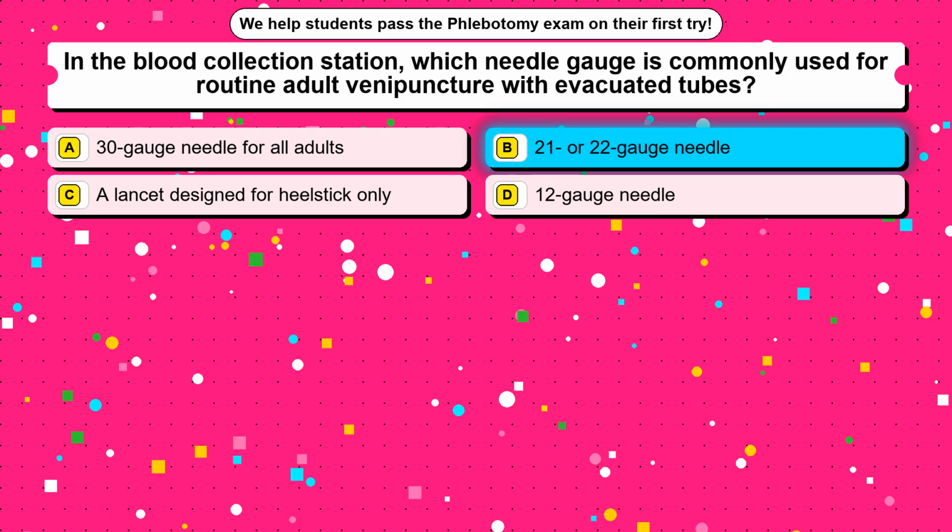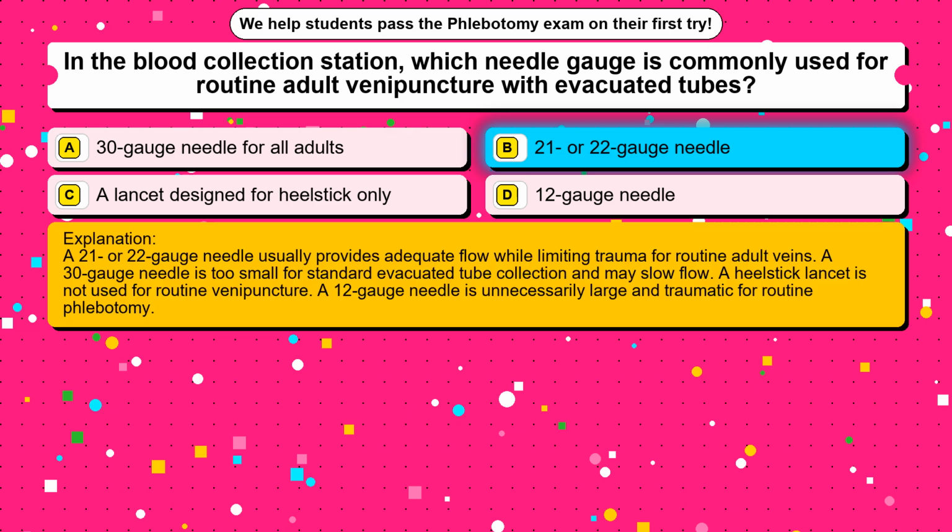The correct answer is option B. 21 or 22 gauge needle. A 21 or 22 gauge needle usually provides adequate flow while limiting trauma for routine adult veins. A 30 gauge needle is too small for standard evacuated tube collection and may slow flow. A heel stick lancet is not used for routine venipuncture. A 12 gauge needle is unnecessarily large and traumatic for routine phlebotomy.